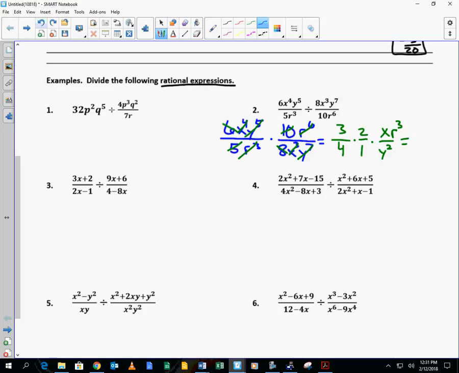And we get 6x r cubed over 4y squared, excuse me. And you can see that the 6 over the 4 reduces as well. So 3x r cubed over 2y squared. That's my result.